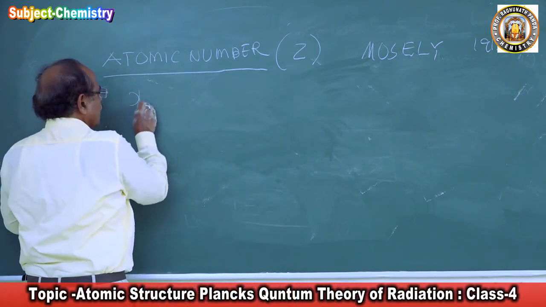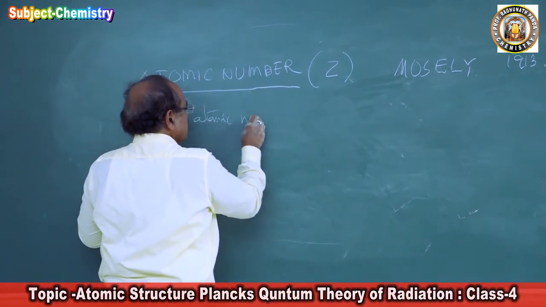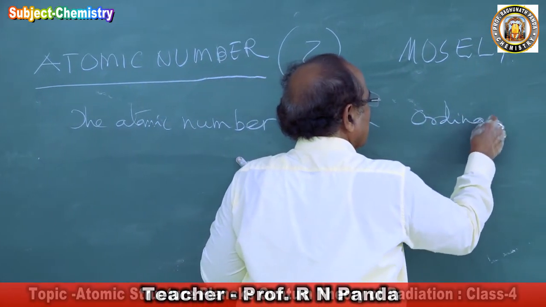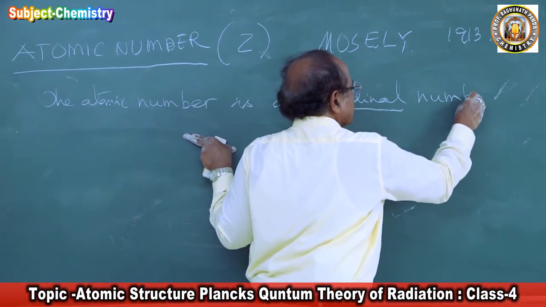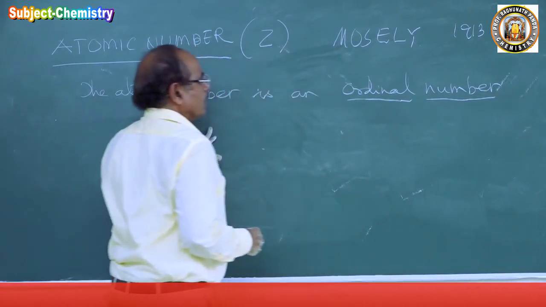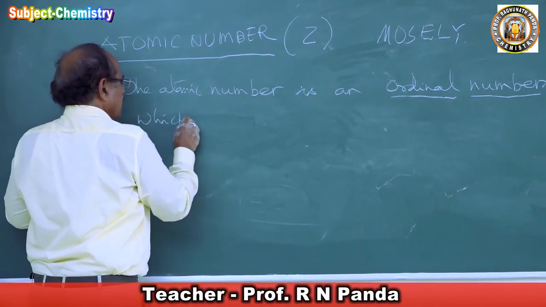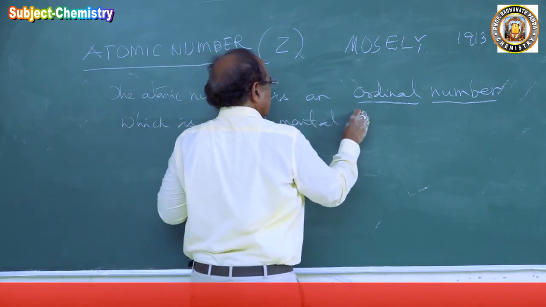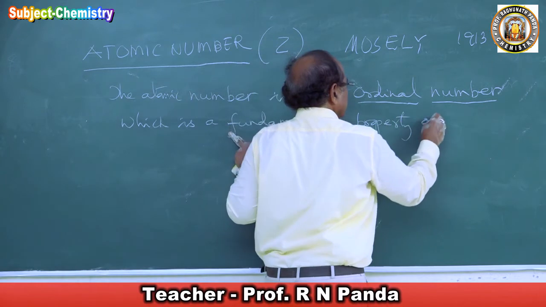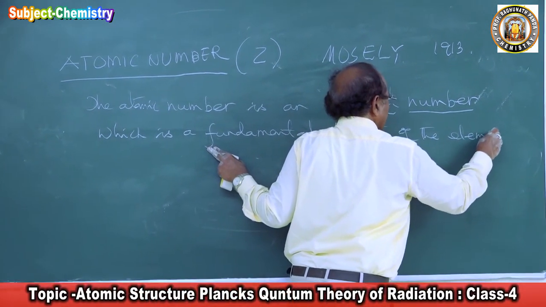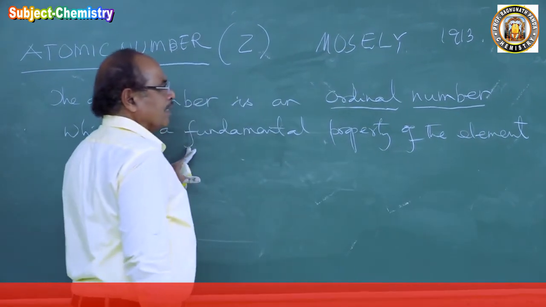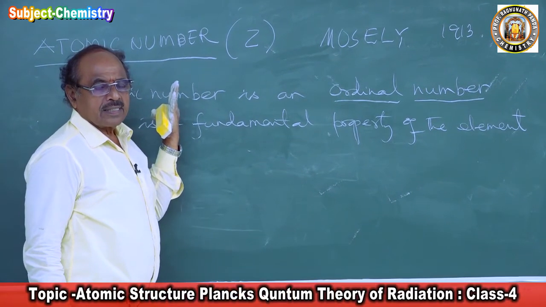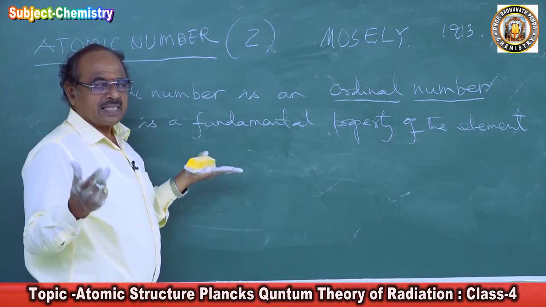So, what is the atomic number? The atomic number is a fundamental property, an ordinal number. Ordinal, the word I am using, is a serial number. So, an ordinal number, which is a fundamental property of the element. An element is identified by a number, and that number is called atomic number. Why atomic number? Because all the elementary properties of an element are atomic in nature. The atom defines the property of the element. Hence, that number is called atomic number.